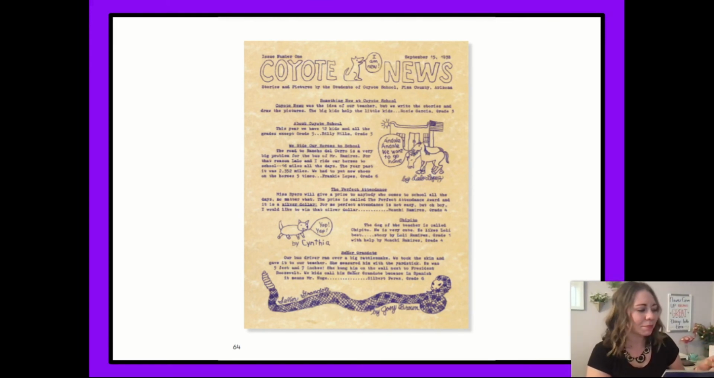It says, stories and pictures by the students of Coyote School, Pima County, Arizona. Something new at Coyote School. Coyote News was the idea of our teacher, but we write stories and draw the pictures. The big kids help the little kids. Rosie Garcia, grade 3. So that's what Rosie wrote. About Coyote School. This year, we have 12 kids in all the grades except grade 5. Billy Mills, grade 3. So again, that's another article. They have 12 kids at the school. And again, think about how the author is helping us understand the setting of this story.